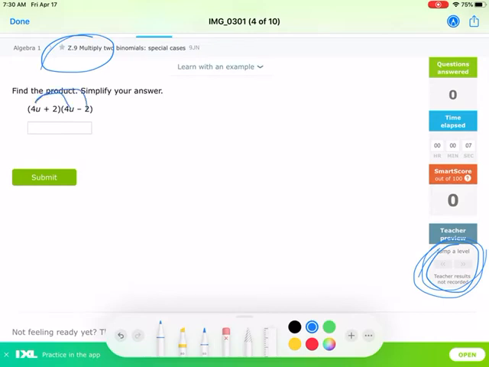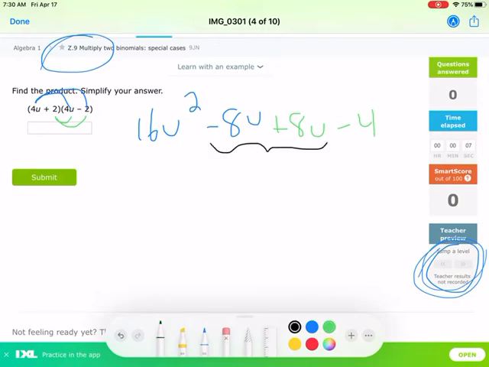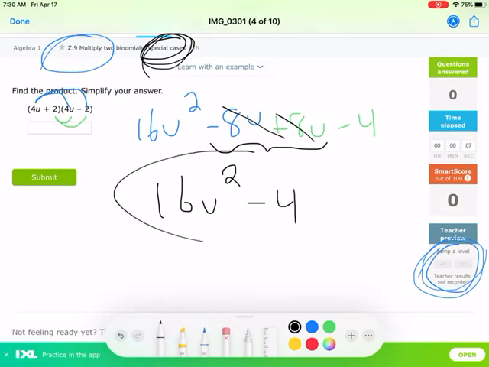Boom, boom. So 16u squared minus 8u. That part's done. Then distribute the 2. So again, we get positive 8u minus 4. So take a look at that, guys. These two guys in the middle, they cancel out. Negative 8 plus 8 is 0. So that's why it's called a special case. Special case, because some things cancel out here. 16u squared, these two guys in the middle, they cancel each other out. Minus 4. That's your answer.